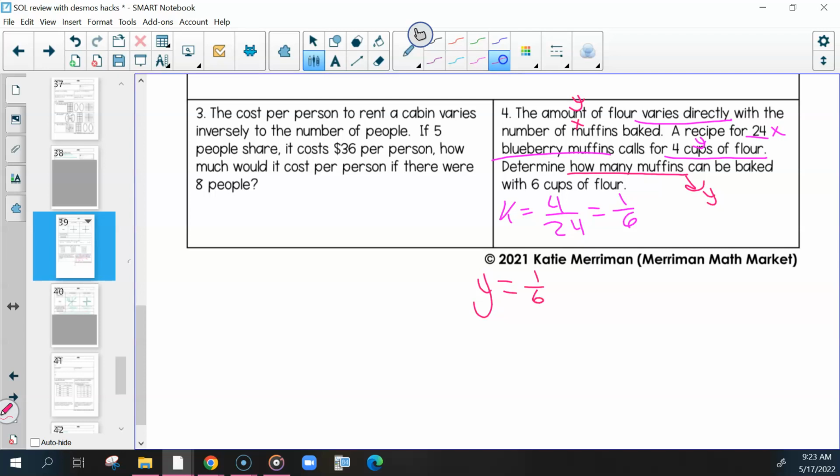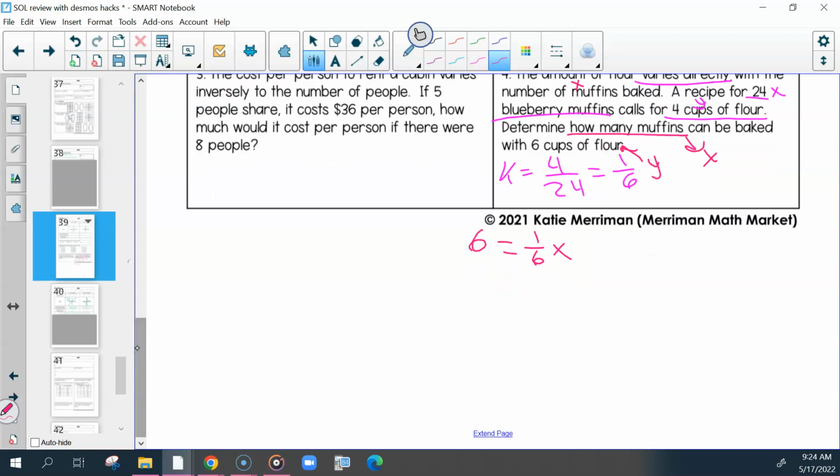Our K value is 1/6, and I'm sorry, what I said was backwards. This is X, this is Y. My bad. The number of muffins is X because that's what came second. So we're looking for X, not Y. What you all said was correct, but then when I said it, I flipped it, and I did redo that. How would we solve for X?